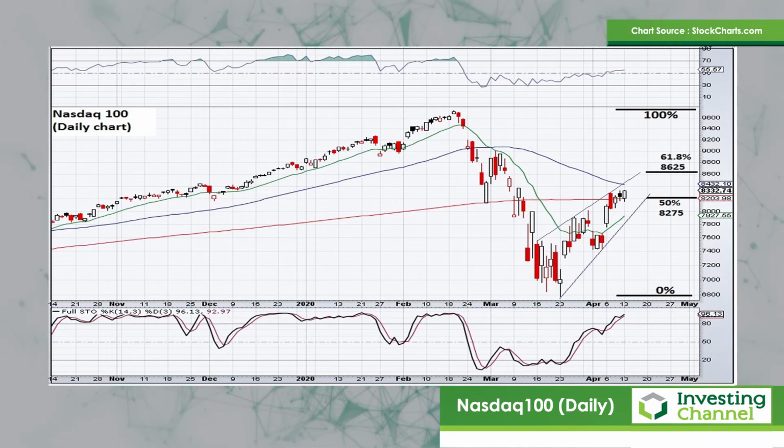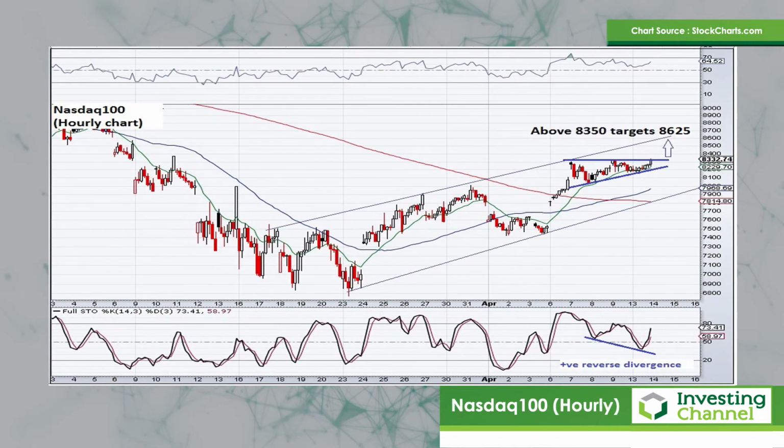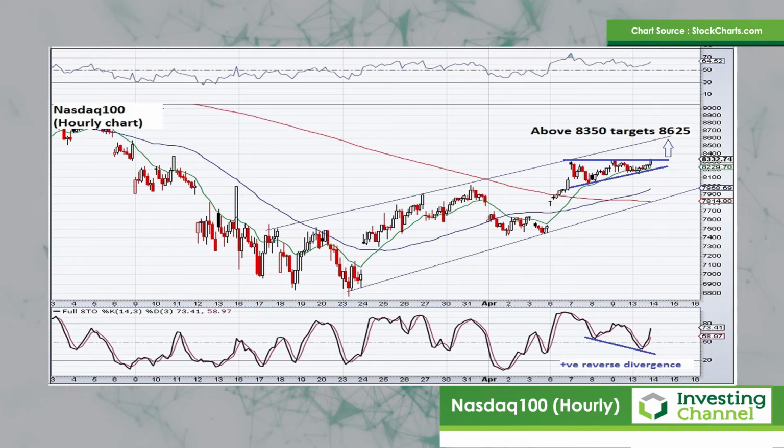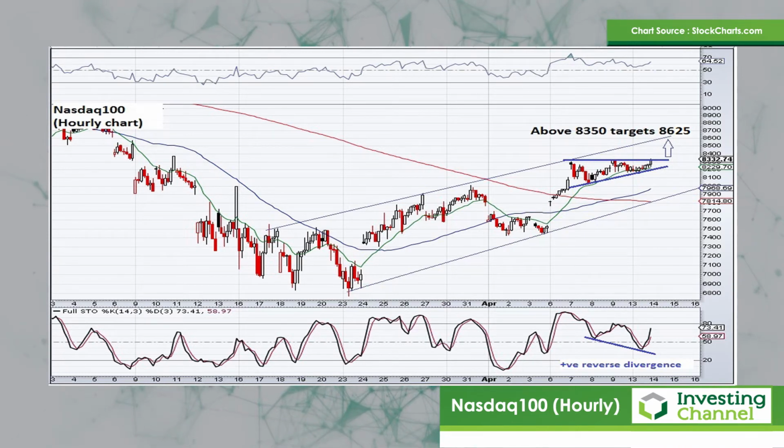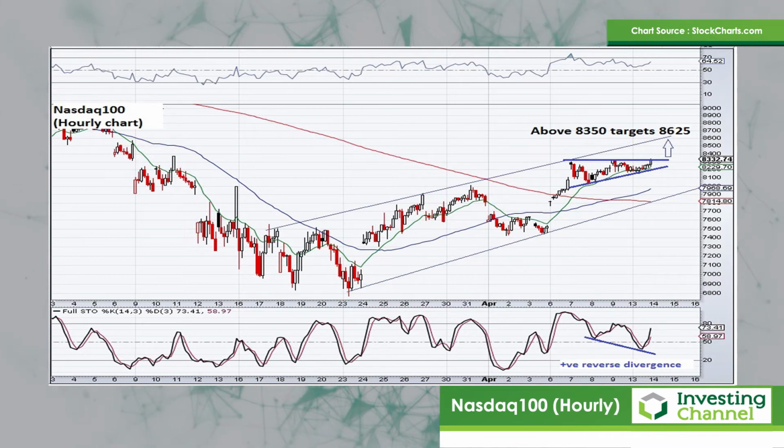Finally, let's take a look at the hourly chart of the Nasdaq 100. So we're zooming in even more closely onto this chart now. And here you can see again that rising wedge pattern that I've spoken about on the other chart before, but it gives you more detail here. What's evident on the right-hand side of this chart is that there's an ascending triangle pattern quite clearly evident there. And the upper boundary of that ascending triangle is at 8,350. It looks as if this market is poised to push up through the upper end of that ascending triangle. And that would be a bullish break for the short term.